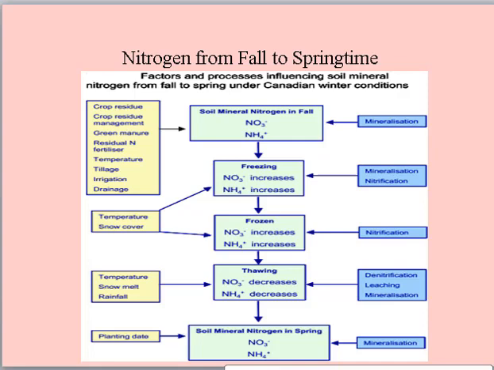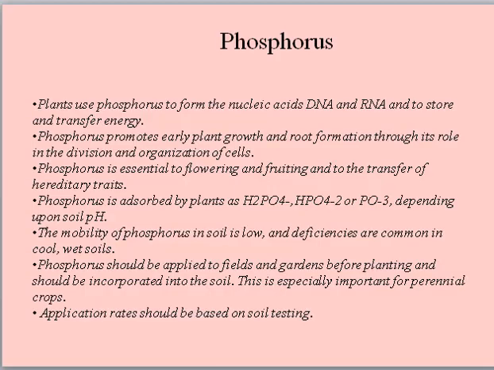The cycle of minerals in the plant. This is expressed in the ability of the plant to reuse the basic elements of mineral nutrition. Phosphorus compounds are especially mobile in plants. Phosphorus. Plants use phosphorus to form the nucleic acids DNA and RNA and to store and transfer energy. Phosphorus promotes early plant growth and root formation through its role in the division and organization of cells.